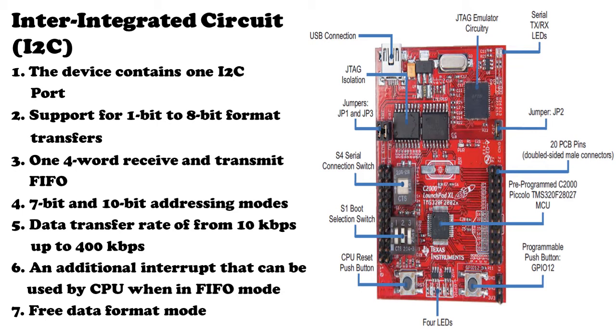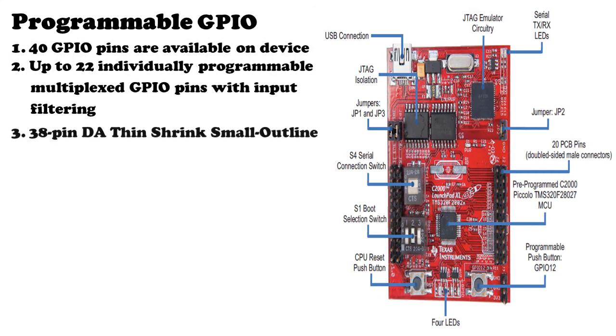One interrupt can be used by the CPU when in FIFO mode. It also has a free data format mode. The interrupt can be generated as a result of transmit or receive data ready, register access ready, no acknowledge received, or arbitration lost. Next we are going to know about programmable GPIO.